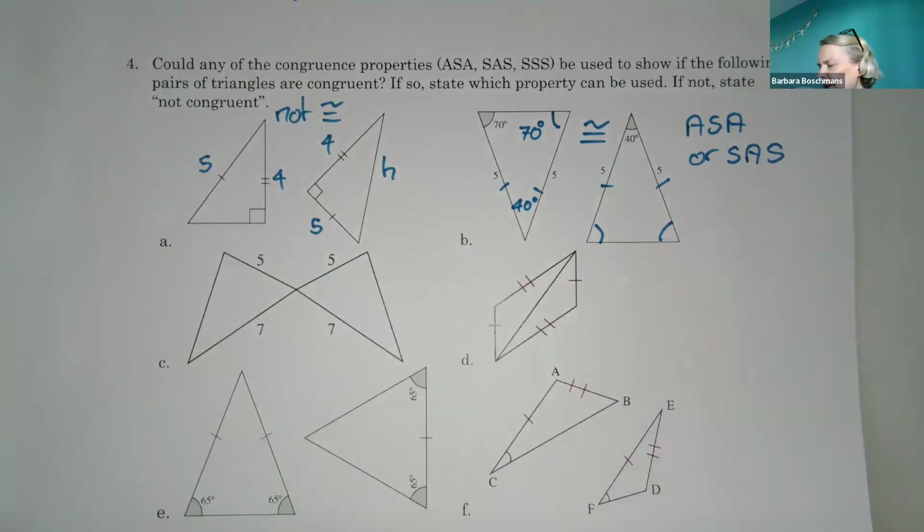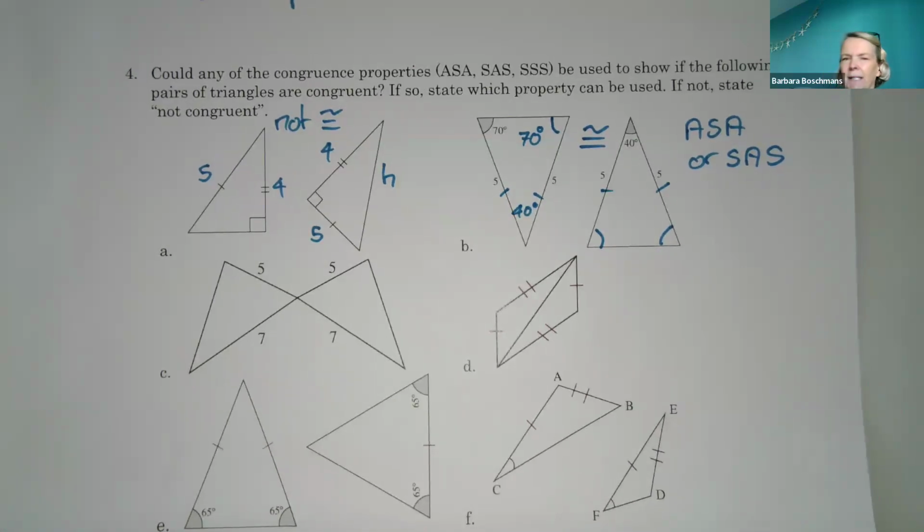Okay, so those are two examples. Why don't you go ahead and finish the rest of the examples? You're trying to figure out if they're congruent or not congruent, and if they are congruent, you're trying to figure out the property that makes them congruent.